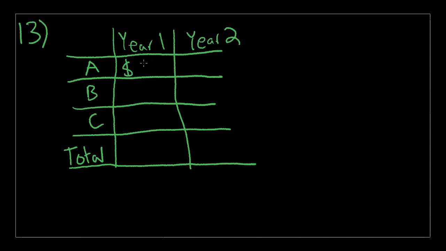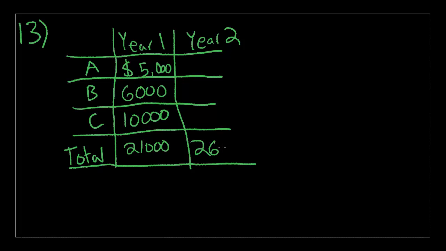So year 1s are 5,000, 6,000, and 10,000. Total is 21,000. Total on this one is 26,250 on year 2. Total in store C is 12,700. That's a lot. 7,350 and 6,200. So lots of figures involved.